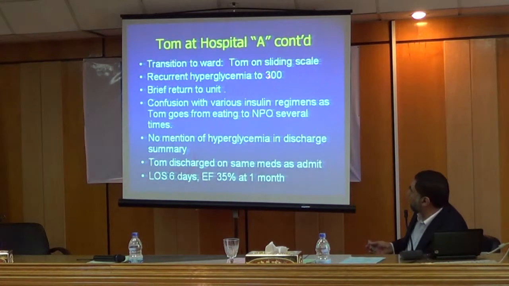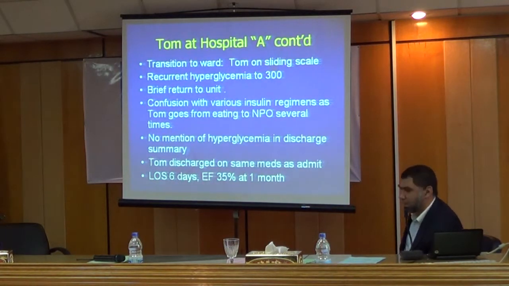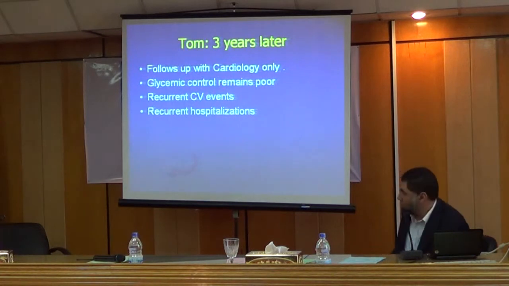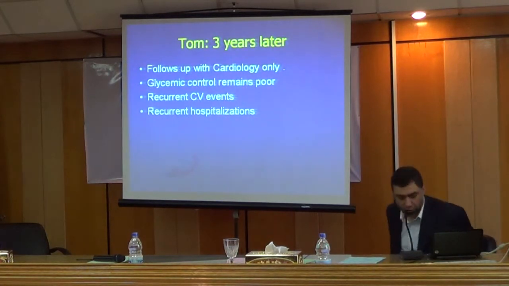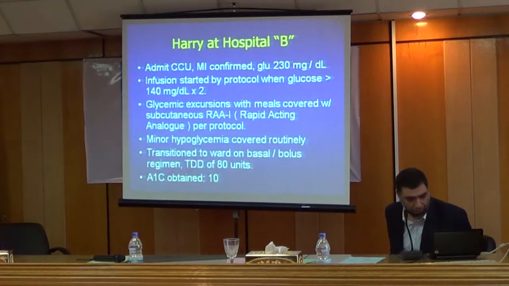Transition: Tom on sliding scale, recurrent hyperglycemia to 300 mg, brief return to infusion, confusion with various insulin regimens as Tom goes from eating to NPO several times. No mention of hyperglycemia in the discharge summary. Tom discharged on the same medications as admitted, length of stay 6 days, ejection fraction 35% at 1 month. Follow up with cardiology only, glycemic control remains poor, recurrent cardiovascular events, recurrent hospitalization. Let us see what happened with Harry.